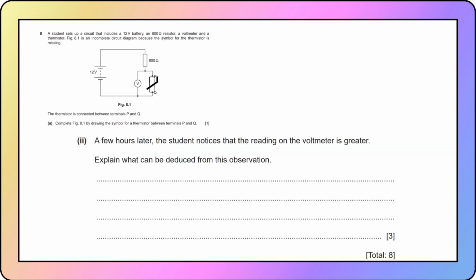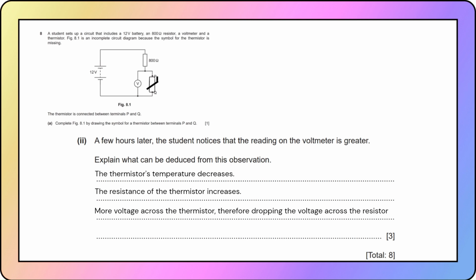A few hours later, the student notices that the reading on the voltmeter is greater. Explain what can be deduced from this observation. Okay, we know that when a thermistor gets cold, the resistance increases and voltage is equal to resistance multiplied by current, and the current will stay the same. So when the resistance increases, so will the voltage. When more voltage will be taken up by the thermistor, the voltage across the resistor will decrease.